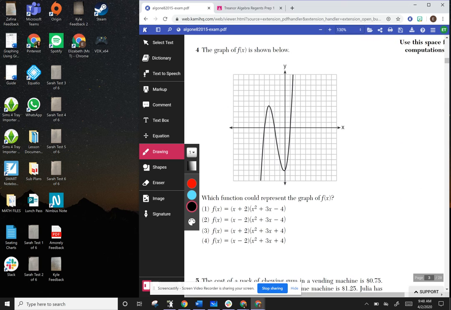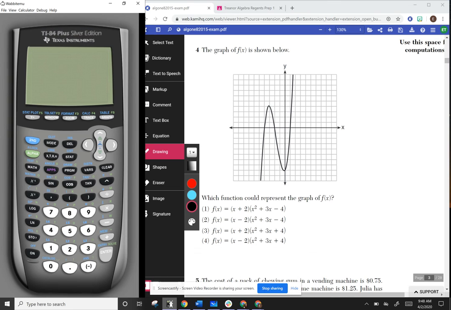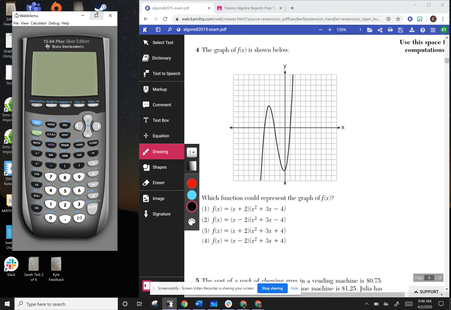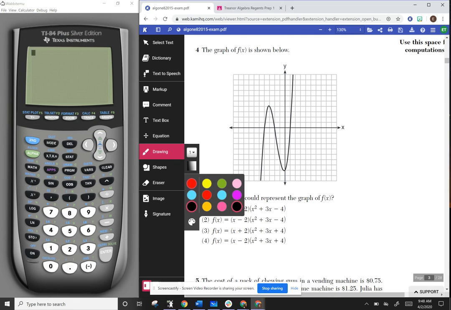Question 4. The graph of f of x is shown below. Which function could represent the graph of f of x? Okay, and this is going to be a great graphing calculator question. We can graph each one of these answer choices separately and see which one matches the graph given above, right?